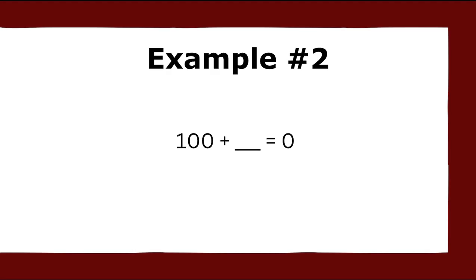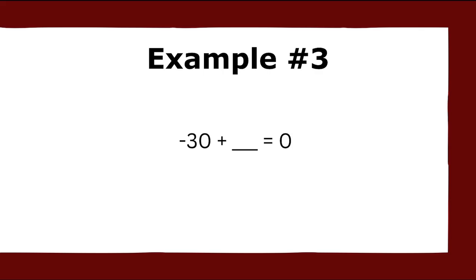Going on to my second example, I have 100 plus what would get me 0. I see that this 100 is positive, so I know I'm going to put a 100 and I'm going to do the opposite operation, which would be a negative. So 100 plus negative 100 gets me 0.